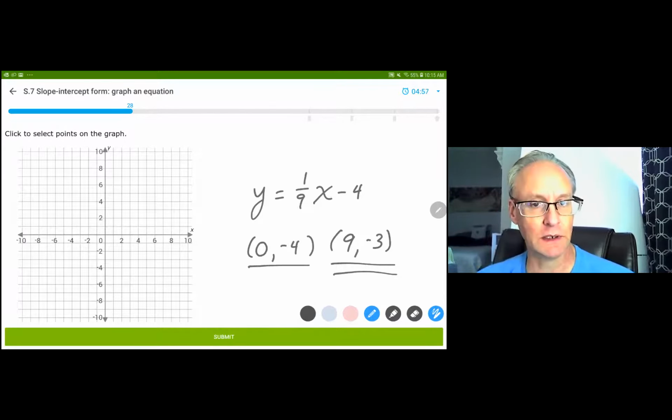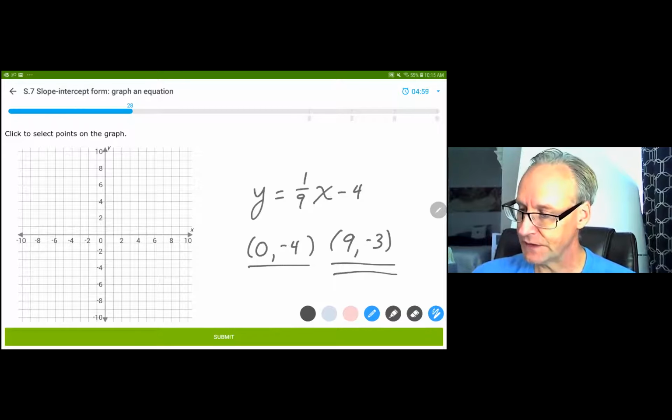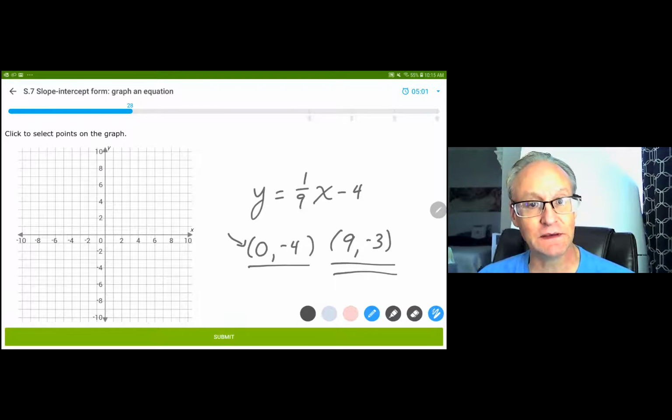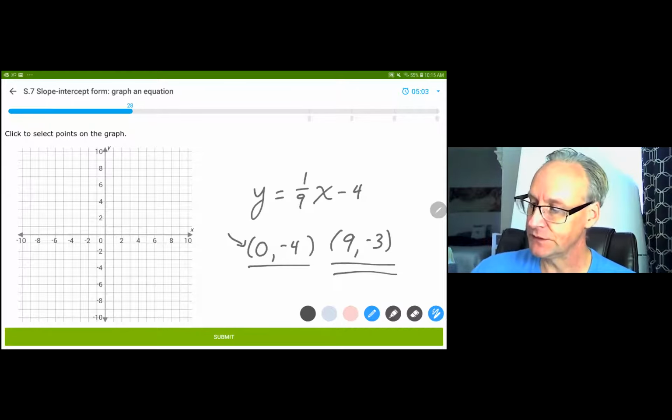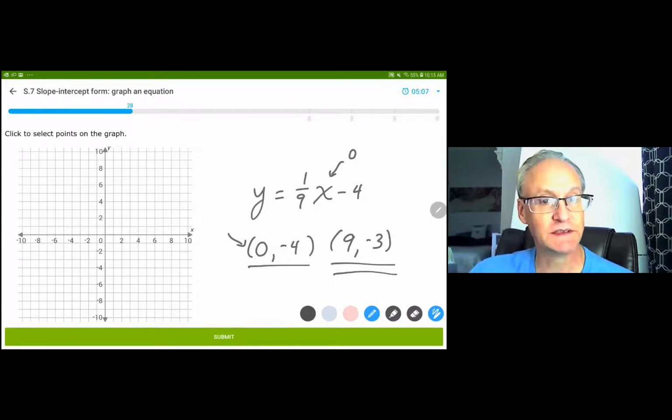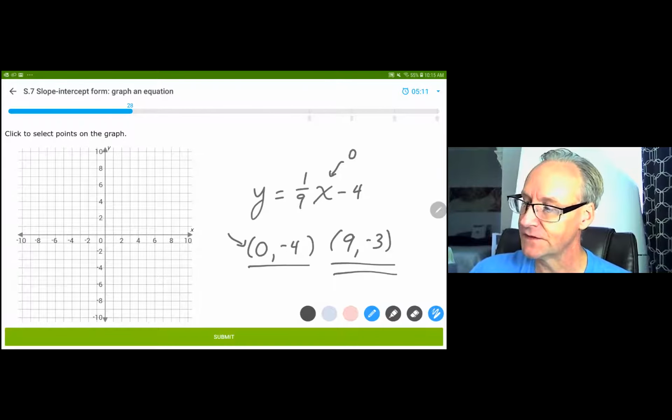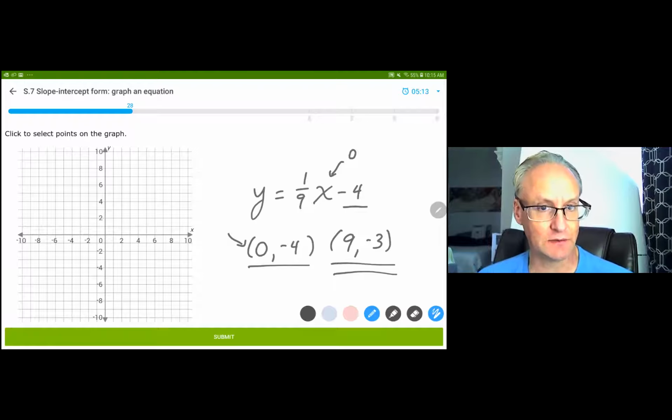The reason that we chose this point is because it's really easy to calculate. When you substitute a 0 in for x, when I put a 0 in here, it's just 0 minus 4, which is negative 4. And you're always going to get this value, which is the value of your y-intercept. That's why we do it.